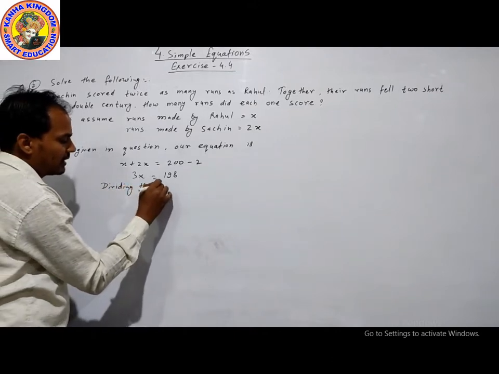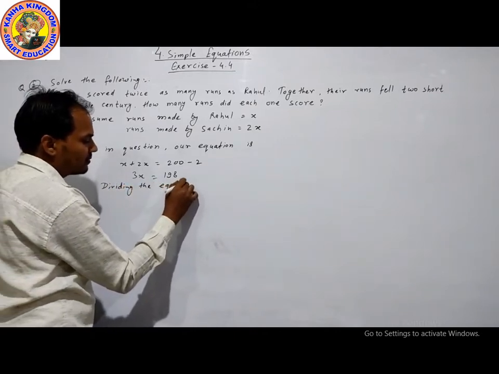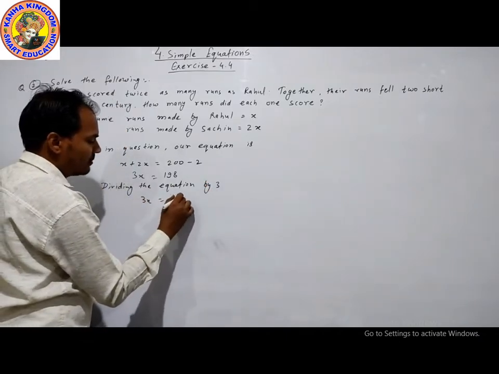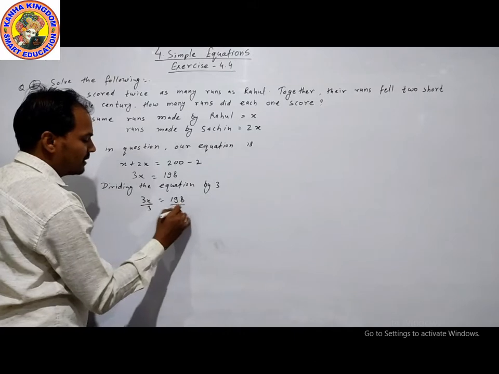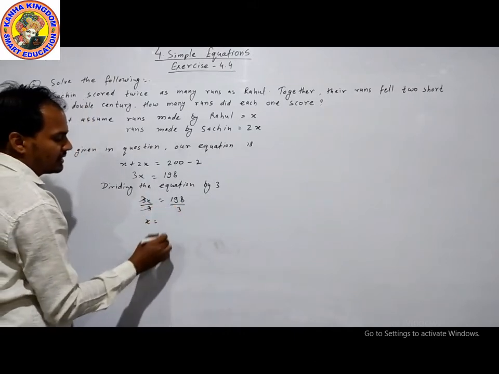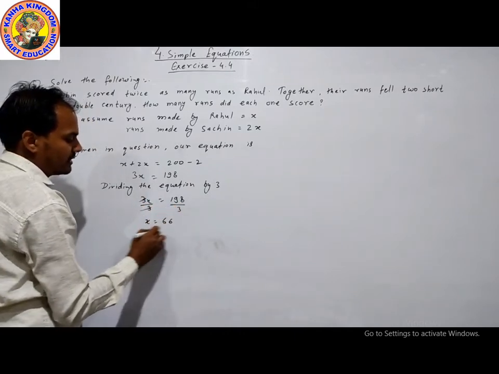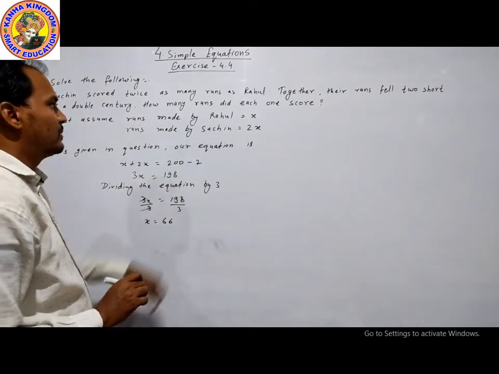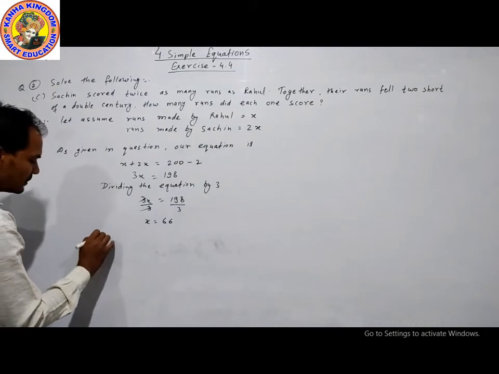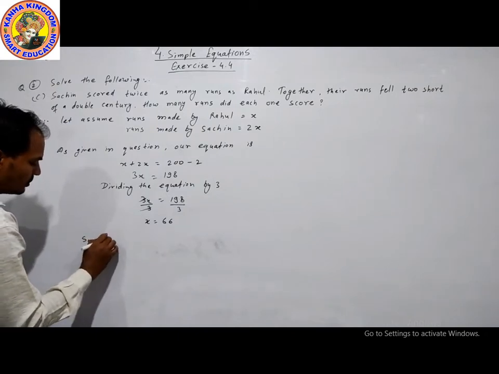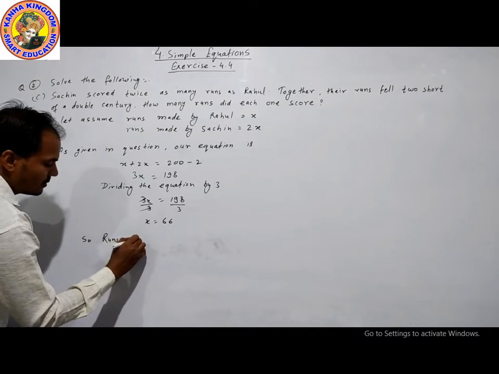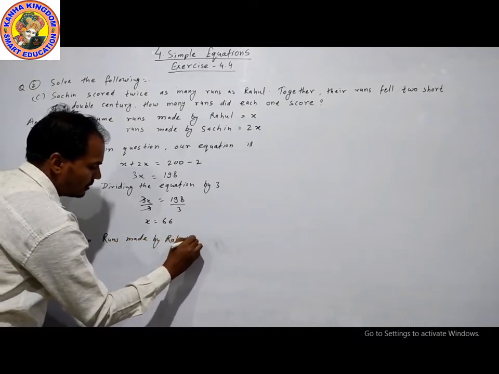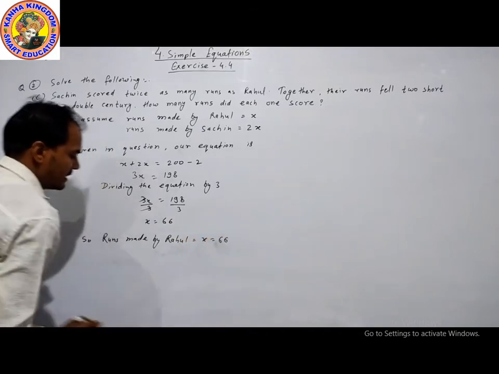Dividing the equation by 3. The equation is 3x is equal to 198. Now we will divide by 3. 3 and 3 cancel. x is equal to 66. What is the x? x is runs made by Rahul. So runs made by Rahul is x. x is 66.